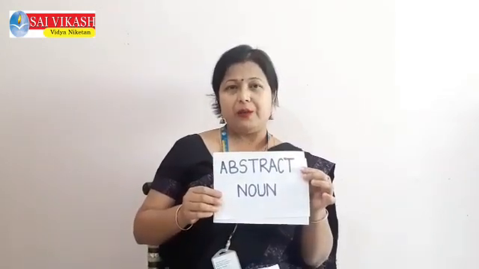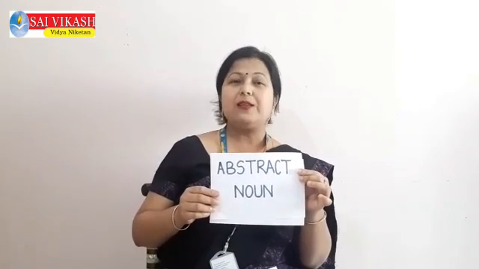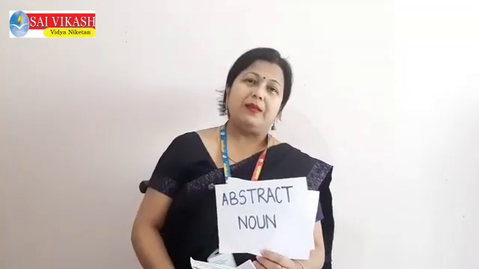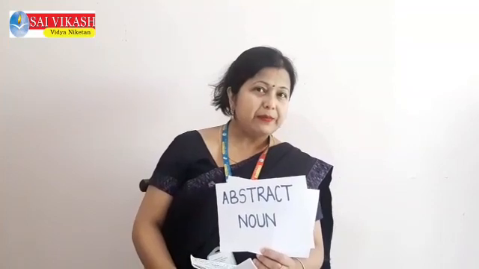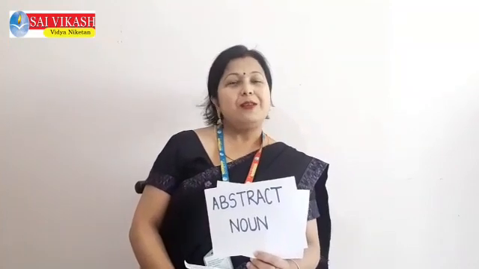So till now I'm sure you have understood what is concrete noun. Next we come to abstract noun. So what is abstract noun? Abstract noun is a noun which we cannot see or touch. We can just feel it. Okay? Like for example, love. Can you see love? Can you touch love? I'm sure you cannot. What you can do, you can just feel it, right? So that is called abstract noun.